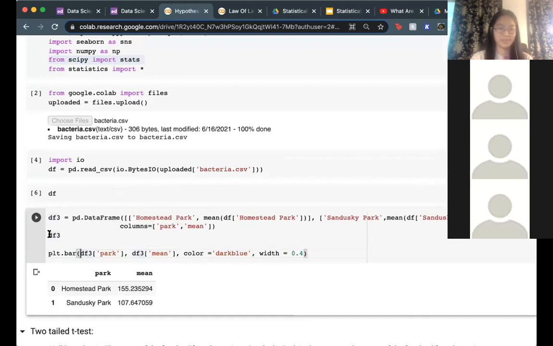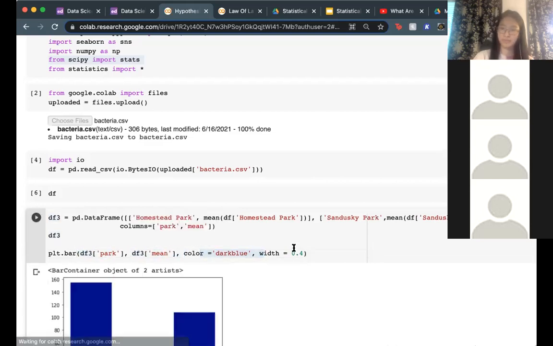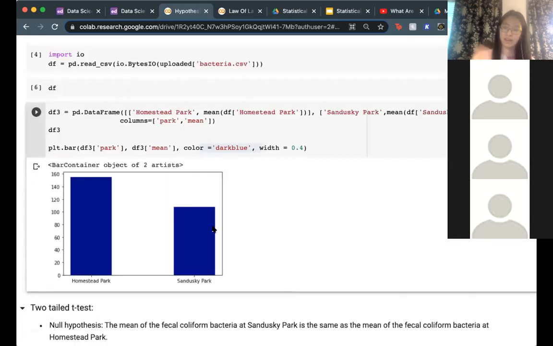Basically, hey, this is the data frame, right? You want this row, you want this column, you want this column, and then this is your X, this is your Y. You want a dark blue color, it's 0.4. Check it out. That is a graph of your two means visualized.